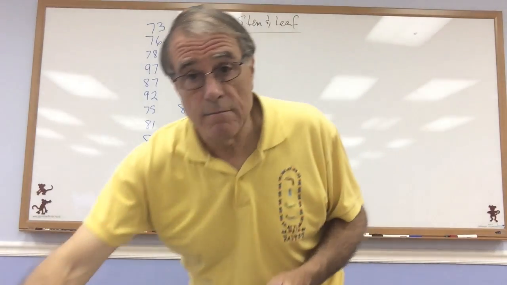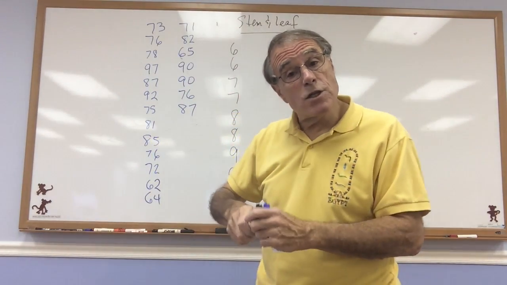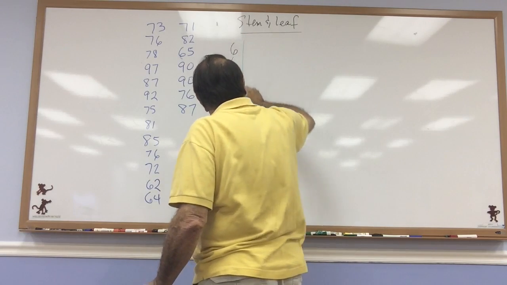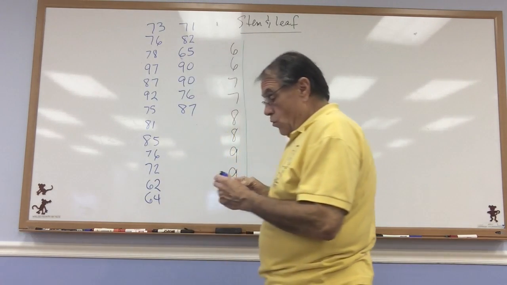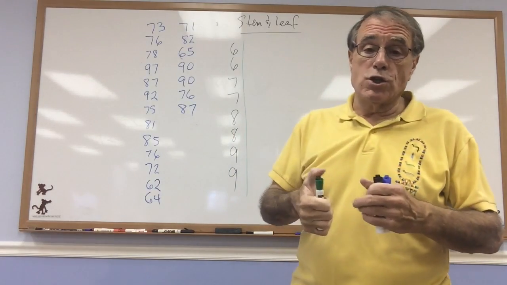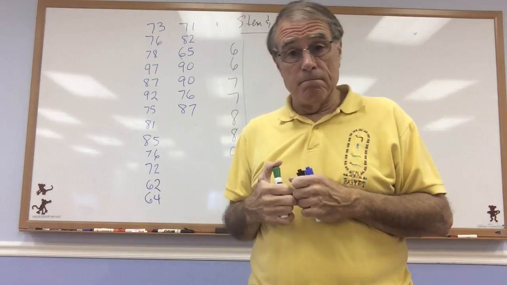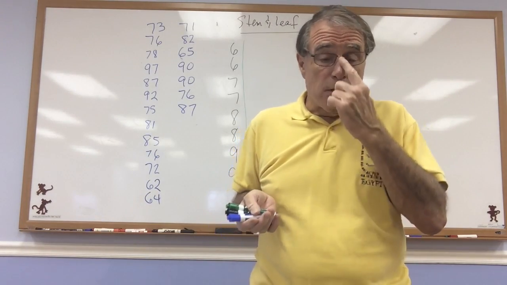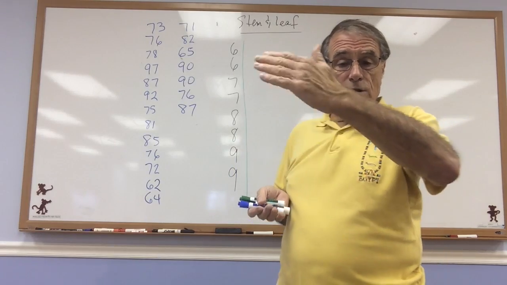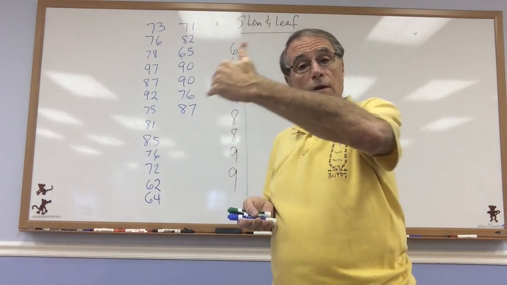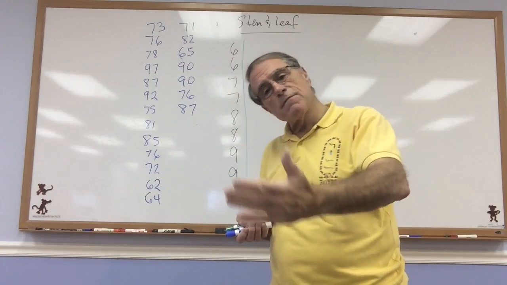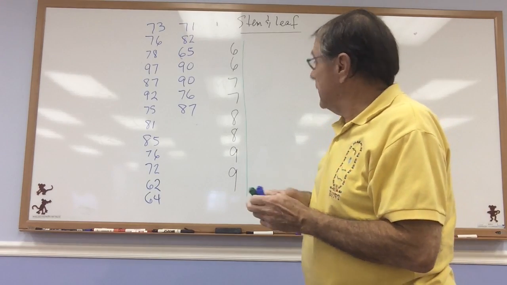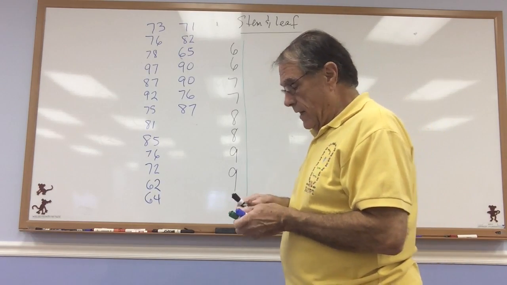Now, these are my stems, and after each stem, I'll record the leaf. The way I decide which leaves go on the first stem and which go on the second is the way we round numbers. So if the leaf is 0 to 4, it will go on the first stem. If it's 5 to 9, it will go on the second stem. All right, so let's start, and here we go.